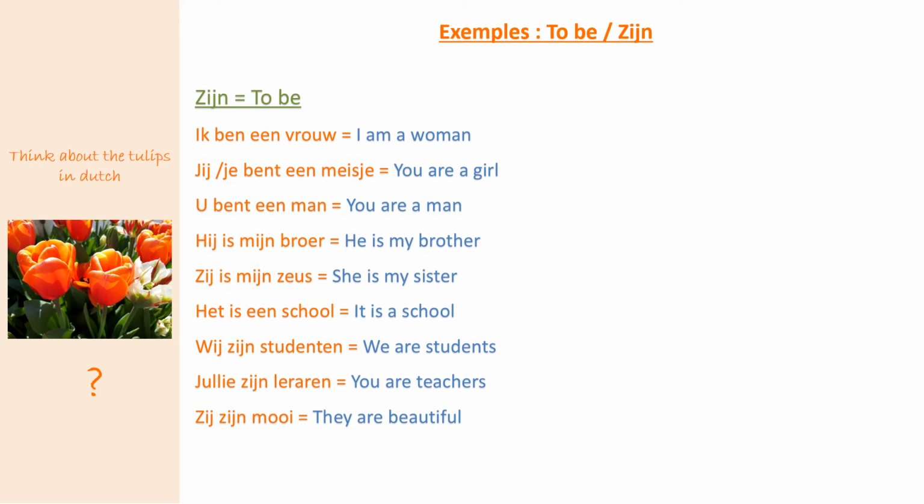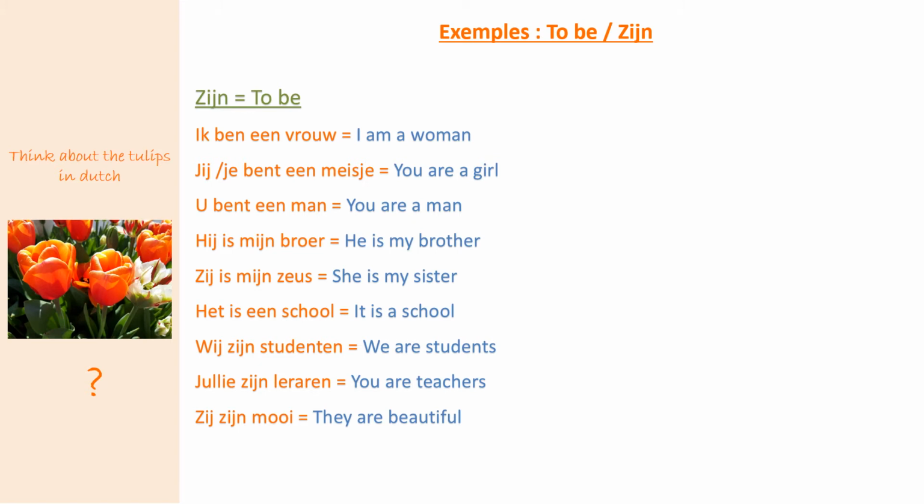Hij is mijn broer. He is my brother. Zij is mijn zus. She is my sister. Het is een school. It's a school. Wij zijn studenten. We are students.